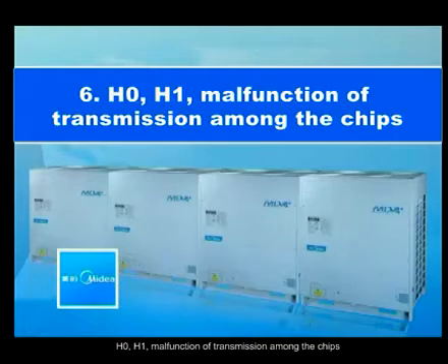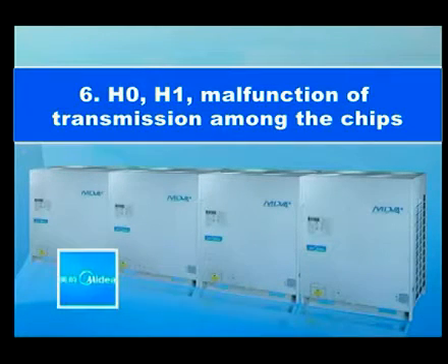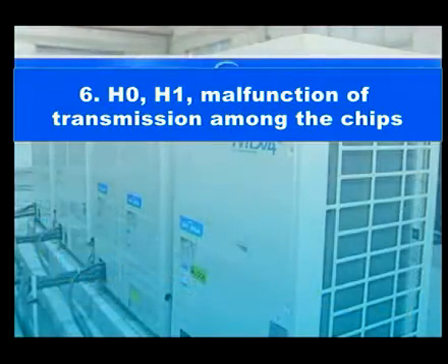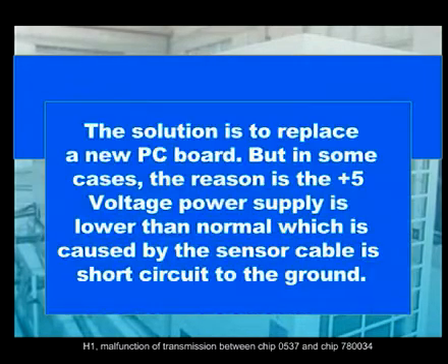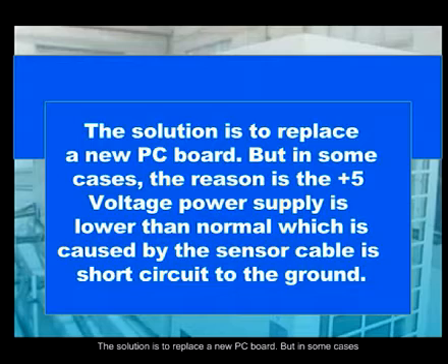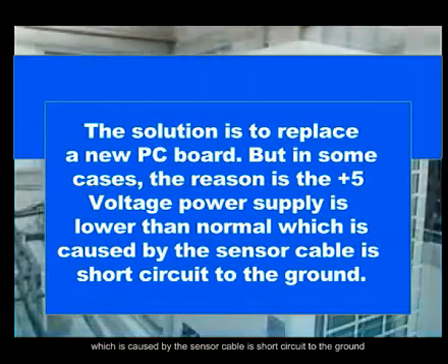H0, H1, malfunction of transmission among the chips. H0, malfunction of transmission between chip IR341 and chip 780034. H1, malfunction of transmission between chip 0537 and chip 780034. The solution is to replace a new PC board. But in some cases, the reason is that the +5 volt power supply is lower than normal, which is caused by the sensor cable being short circuit to the ground.